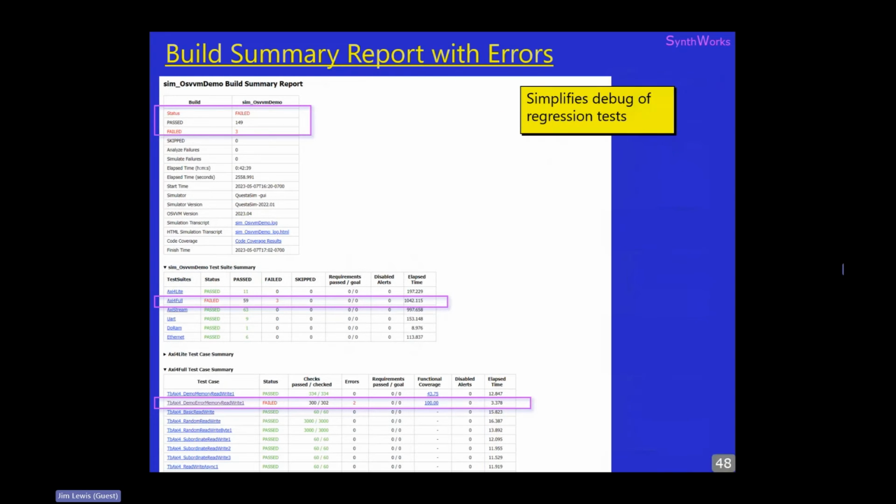Now, if you're debugging a regression run, this is what it's going to look like. You'll see failed up top, and then you'll go down to your test suite summary, and you'll see failed on a particular suite. And then you can go down to that, press the hyperlink, go down to its test case summary, and find the failing test case. As has been mentioned, 25% of your time on a project is spent on debug. This is the first step to accelerating debug on a big regression run.